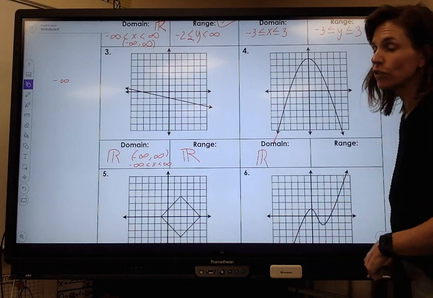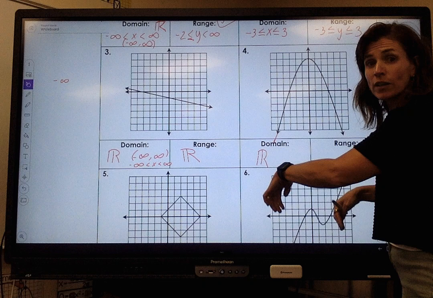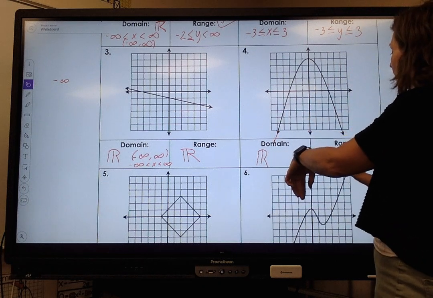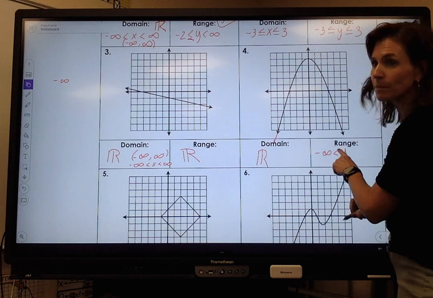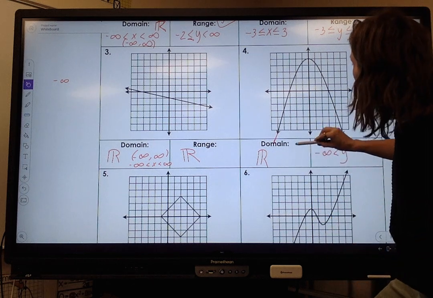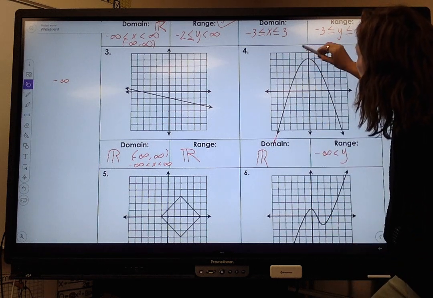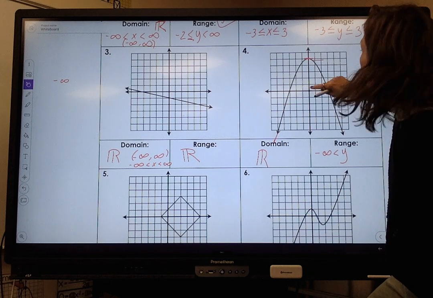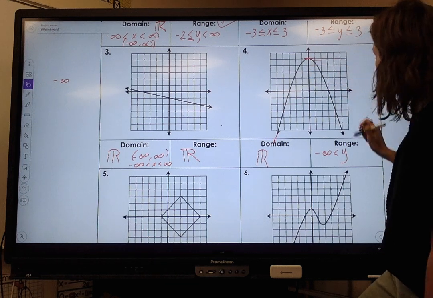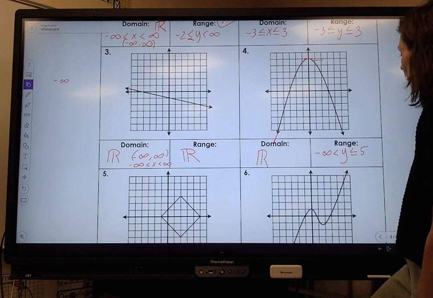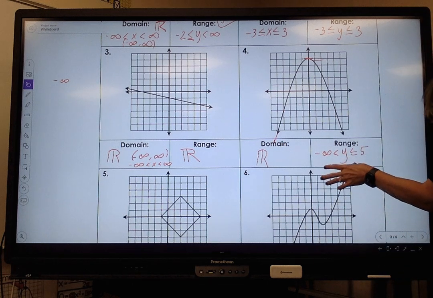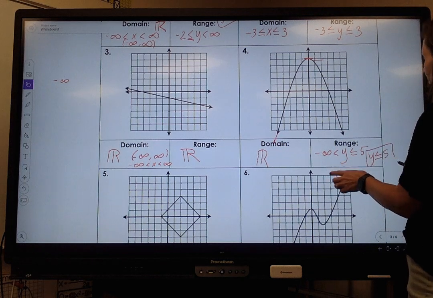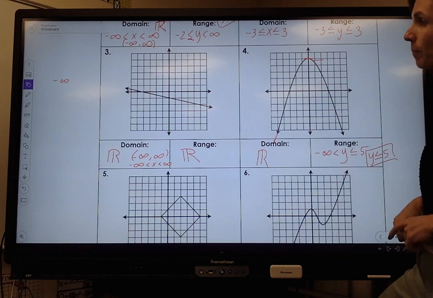Let's look at my range. How far down is this graph going to go? It's going to go down forever. It's got arrows. It's going to go -infinity is less than y. That's my range. So it's going to go down forever. And then how far up is it going to go? Look. It's going to go right there. It's never going to go above that. So it's going to go to 1, 2, 3, 4, 5, less than or equal to 5. So you can write it like this, or you can just say y is less than or equal to 5. Either one of those is going to be okay.